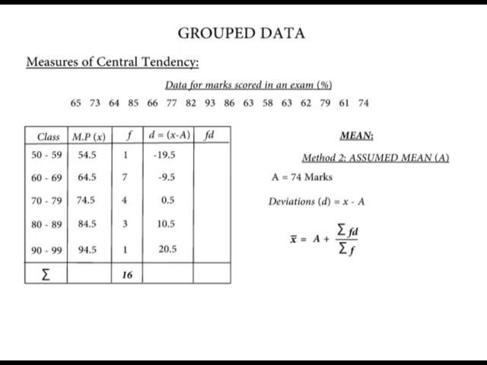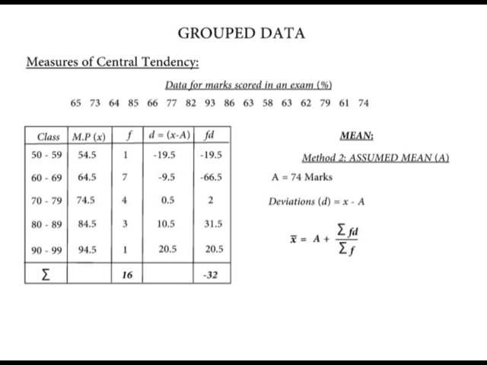Now we multiply the deviations and the corresponding frequencies. 1 times minus 19.5 is minus 19.5. 7 times minus 9.5 is minus 66.5. 4 times 0.5 is 2. 3 times 10.5 is 31.5, and 1 times 20.5 is 20.5. The summation of FD will give us minus 32.